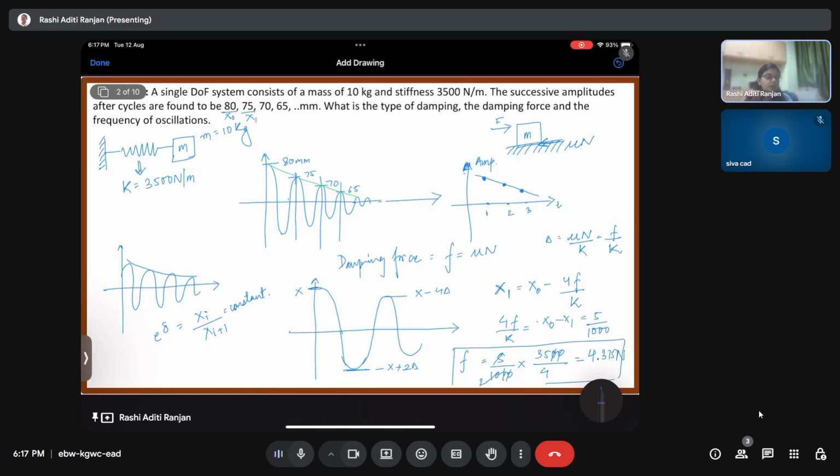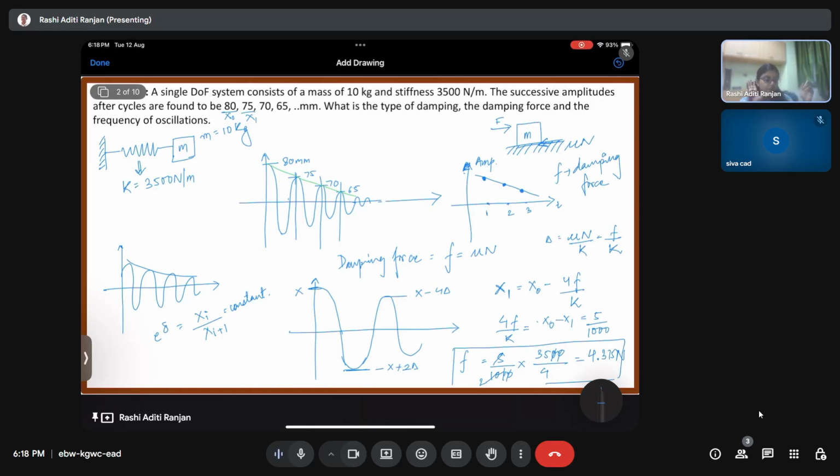So this is the value of the damping force. F is the damping force, which is nothing but the frictional force. Clear? The third part of the question says frequency of oscillations.